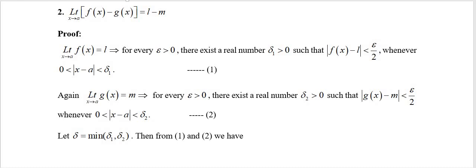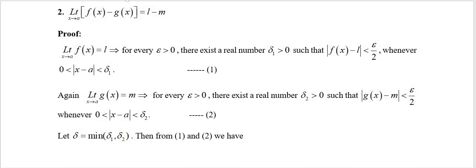Again, limit as x tends to a of g of x equals m implies for every epsilon greater than 0, there exists a real number delta 2 greater than 0 such that modulus of g of x minus m is less than epsilon by 2 whenever 0 less than mod x minus a less than delta 2. Here we take delta 1, that's why I take delta 1 here. Here I take delta 2, that's why here delta 2. These two lines are on the basis of the definition of the limit only.